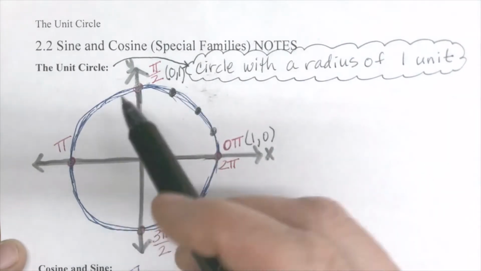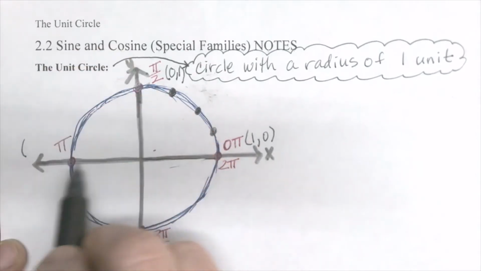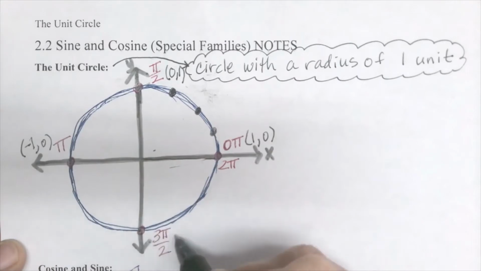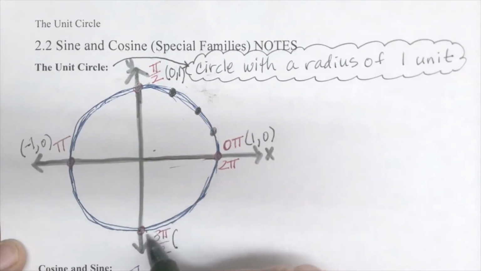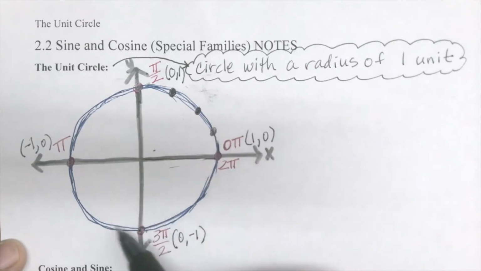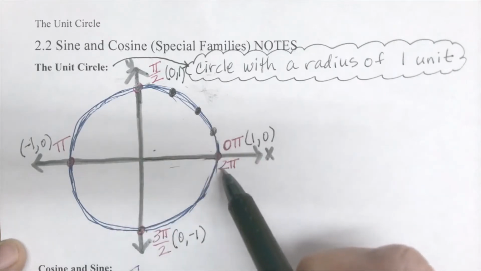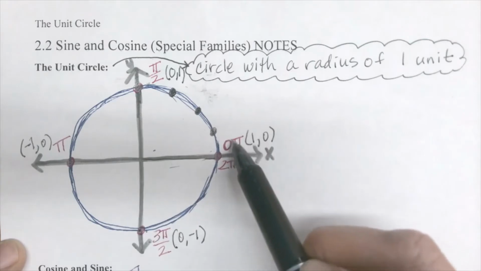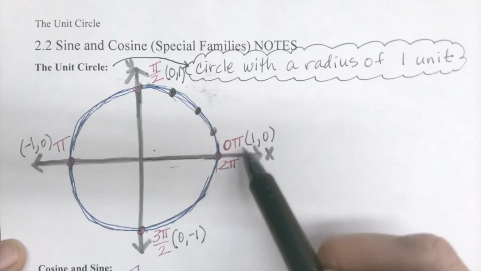If I move over here to pi, knowing that I'm moving to the left, that would be negative 1, 0, and then as I continue down to the bottom, 3 pi over 2 is another axis point, that would be 0, negative 1. And then if I go back up to the beginning to 2 pi, I start all over again, and that comes back to that point 1, 0. So 0 pi and 2 pi share the same value.